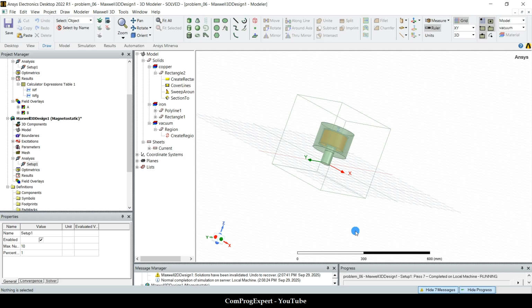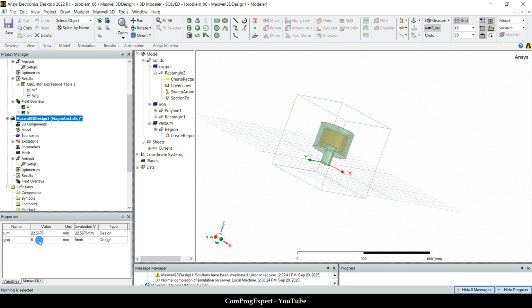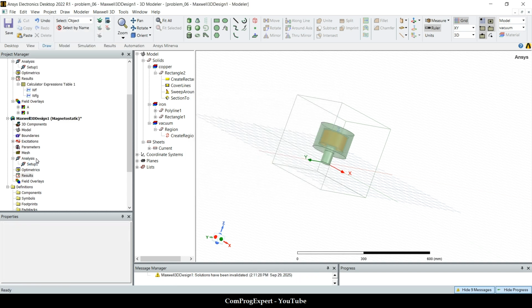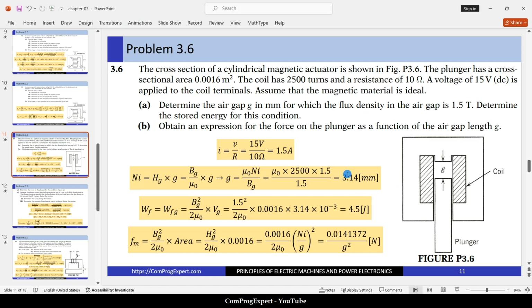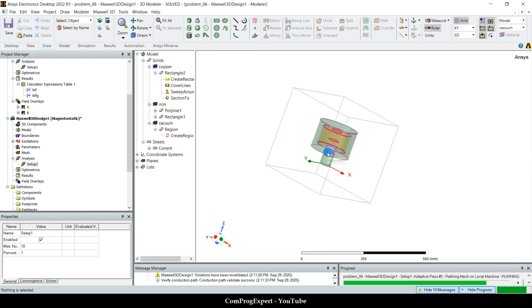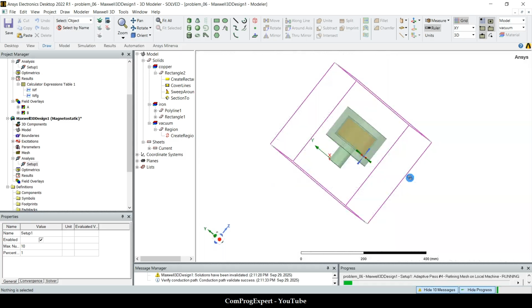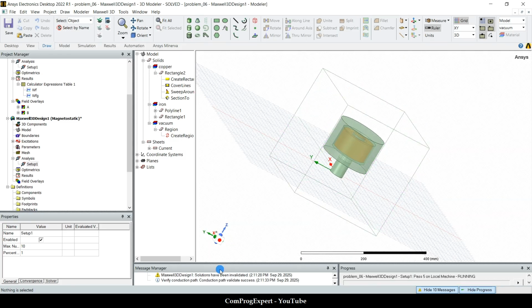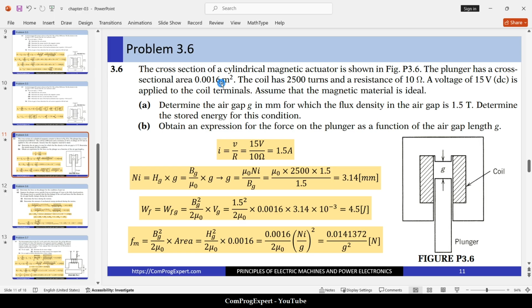So let's check. In this case, excuse me, I didn't set the correct air gap thickness. So let's clean up the solutions and run the simulation again. The correct air gap thickness is 3.14. Now you can visualize the geometry. Yes, this is the geometry of this problem. And you know what this area is? The contact area between the moving and stationary part. Also, we neglected this contact. This is zero contact.